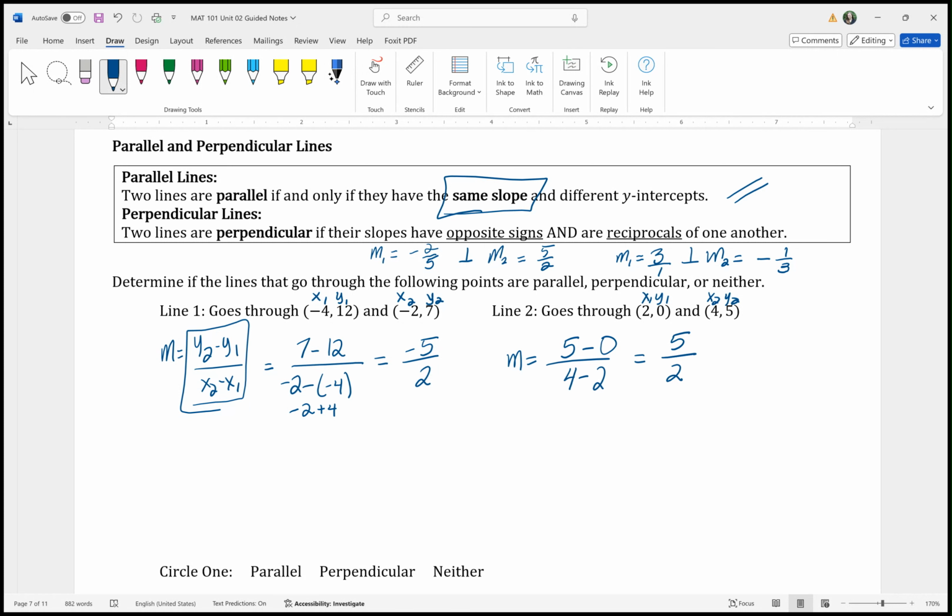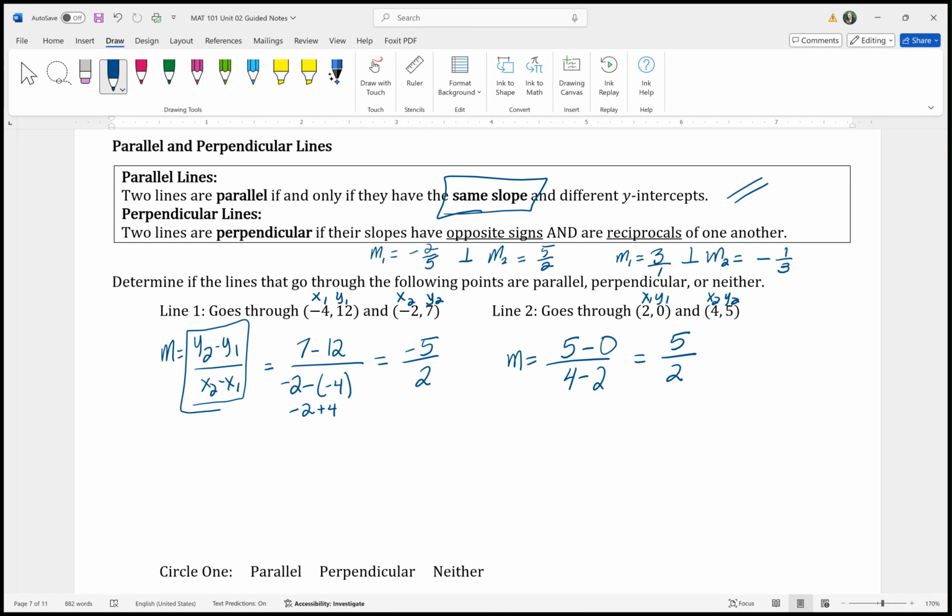Are they identical? Sign, numbers, everything? No. Okay, if they were both negative 5/2 or both 5/2, we could say they're the same slope, but this one does not work out that way. So they are not parallel.